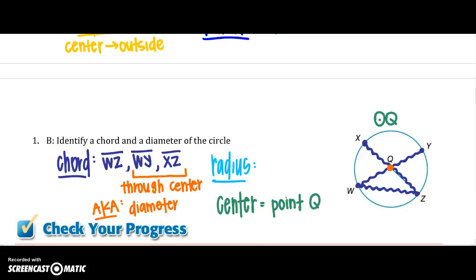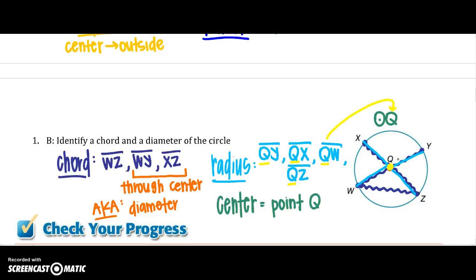Alright, a radius goes from the center to the outside, so I could say QY or QX or QW or QZ. Notice that in my radius, I always include my center point.